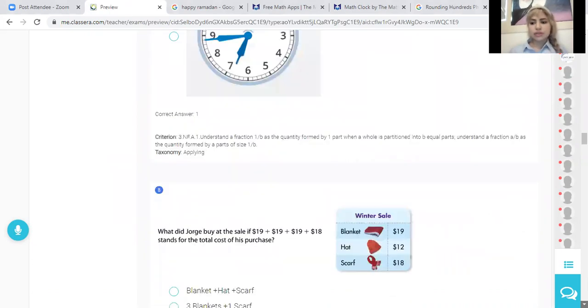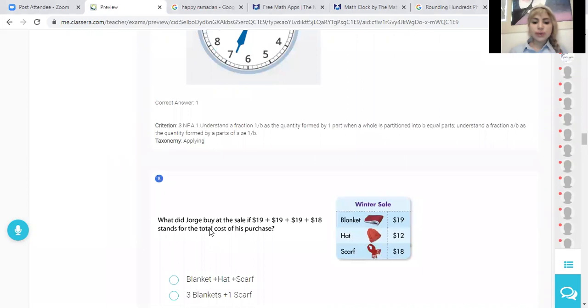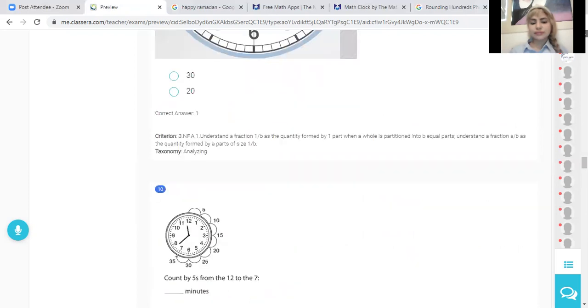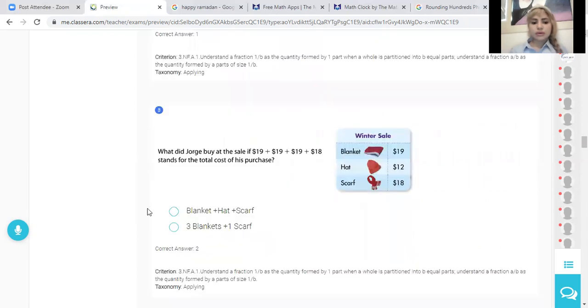Okay, this question is very important. What did George buy at the sale? If $19 plus $19 plus $19 plus $18 stands for the total cost of his purchase, so how much is the blanket? Is 19, so we bought 3 items of 19, so it's blanket plus blanket plus blanket plus scarf. Oh, I'm so sorry. So of course it's 3 blankets plus 1 scarf.